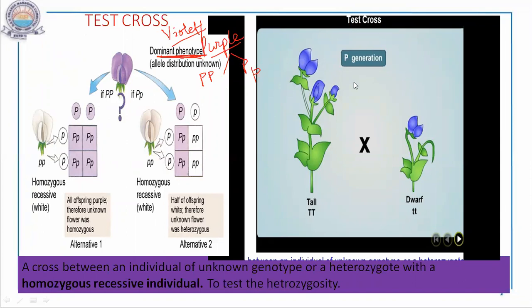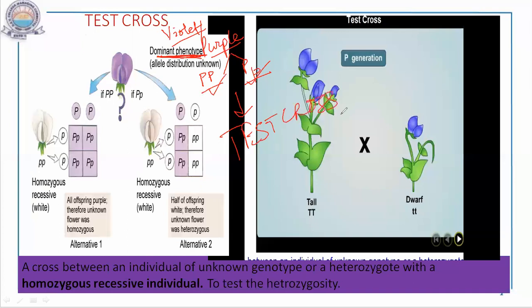So when I know that I have a dominant phenotype, I can have two possible genotypes. One is homozygous dominant, one is heterozygous dominant. So for purple, one will be capital P, capital P, another is capital P, small p. But how can I confirm which is which? Means out of both, how can I confirm? For this confirmation, I have to do the test cross.